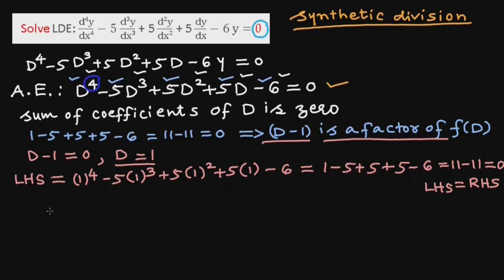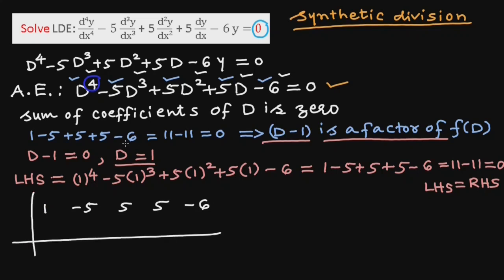Next, in a row, we write coefficients of the polynomial: 1, minus 5, 5, 5, minus 6. We write value of d, which is 1 here. Then we write this 1 down here. Now this 1 multiplied by this 1 is 1. Minus 5 plus 1 is minus 4. 1 into minus 4 is minus 4. 5 minus 4 is 1.